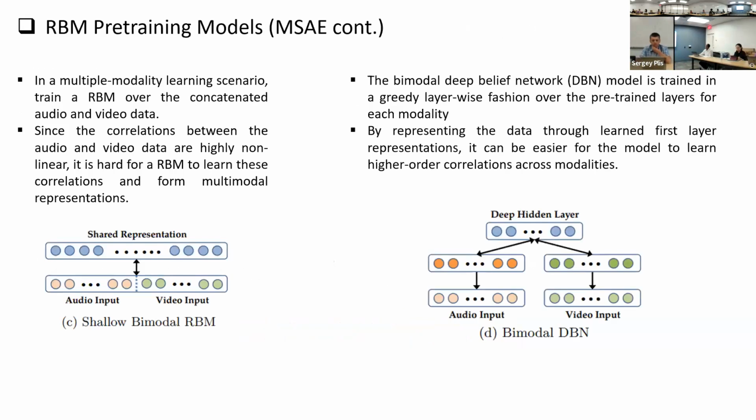So in the multimodal learning scenario, they train an RBM over the concatenated audio and video data. But since the correlation between the audio and video data is highly nonlinear, it is hard for an RBM to learn these correlations and form multimodal representations. So motivated by this, they implement a bimodal deep belief network model, which is trained in a greedy layer-wise fashion over the pre-trained layer for each modality. By representing the data through the learned first-layer representation, it's easier for the model to learn high-order correlations across modalities.